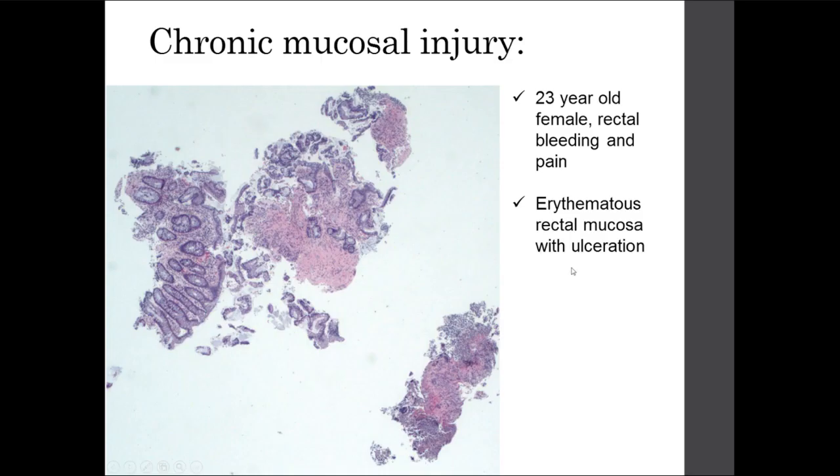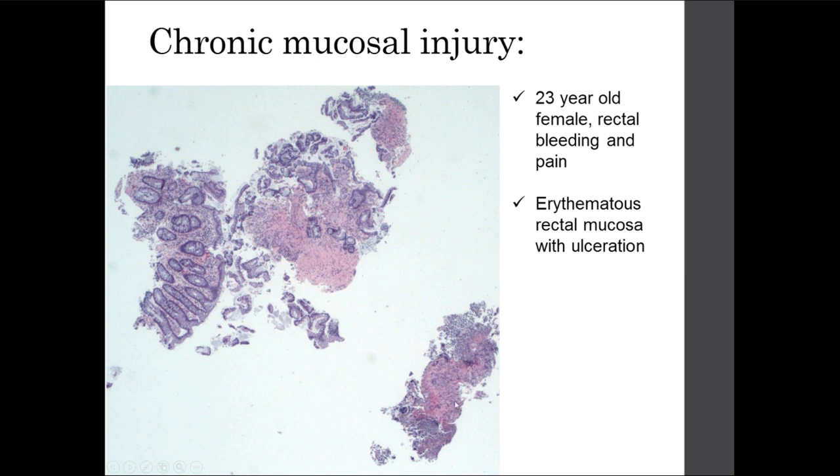So let me show you a couple of cases here. This is a 23-year-old female that presented with rectal bleeding and pain. She went to the GI doctor. They did an endoscopy and they found a rectal ulcer. The mucosa adjacent to that was erythematous. They were very concerned about IBD in this case, at least clinically. So this is what the biopsy shows.